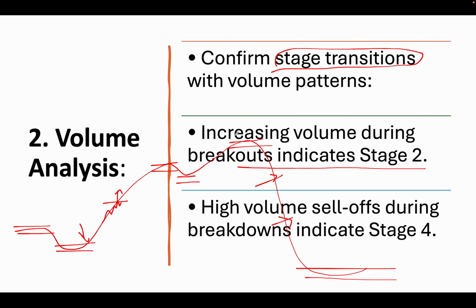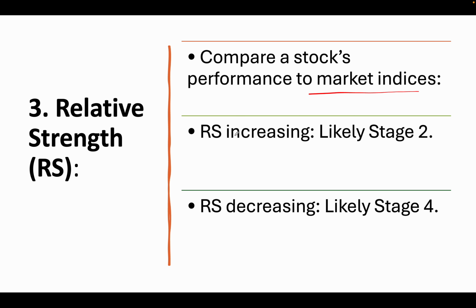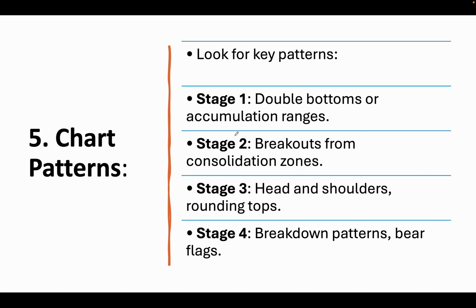So these are the 4 indicators: moving average, volume, relative strength, and support and resistance. Using these 4 indicators, you can find out the stages. Okay, along with this you have chart patterns. Usually these are the key patterns. Double bottoms occur in the accumulation range. So what is a double bottom? Let's say stock is rising like this.